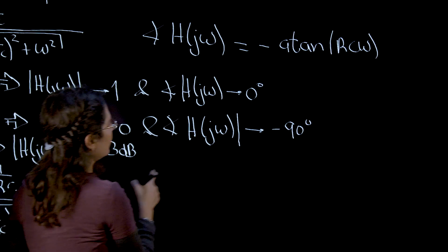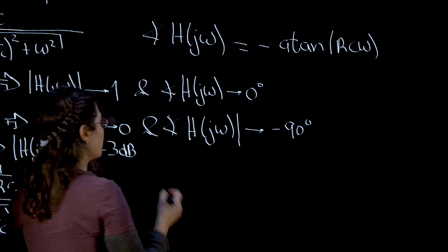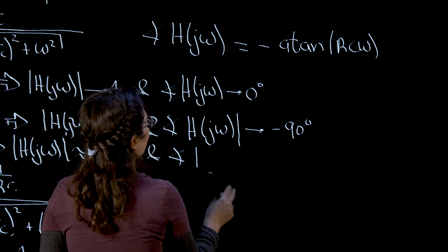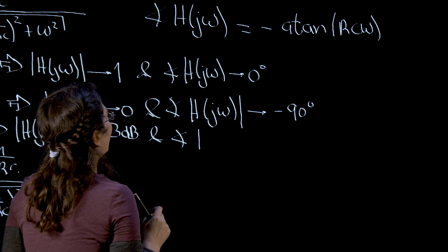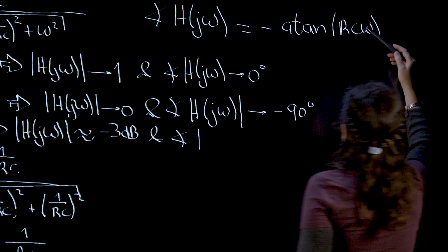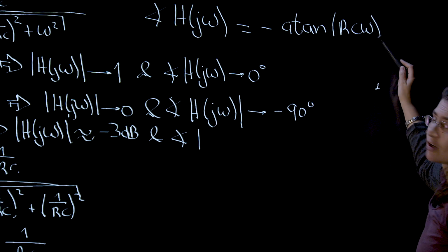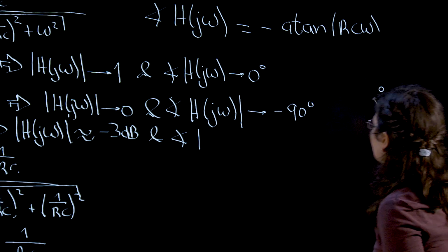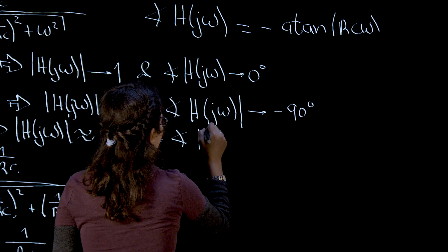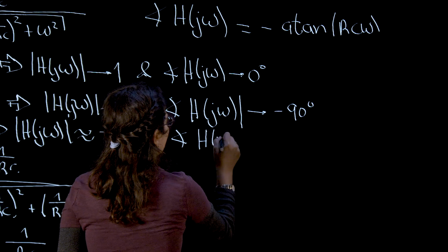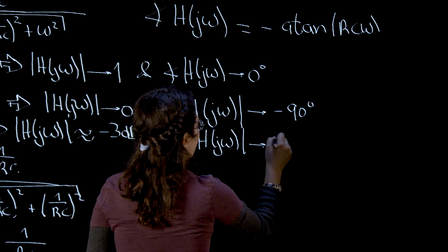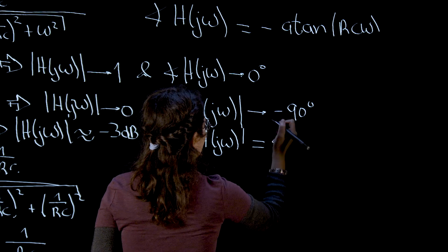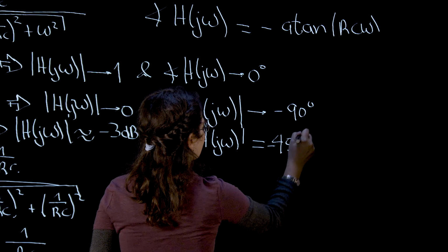And when omega equals 1 over RC, which is my special frequency, we can calculate my phase. I have here RC and here 1 over RC. So I have minus inverse tangent of 1, which is minus 45 degrees. The phase equals minus 45 degrees.